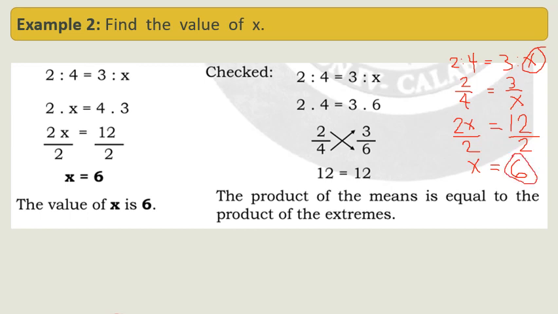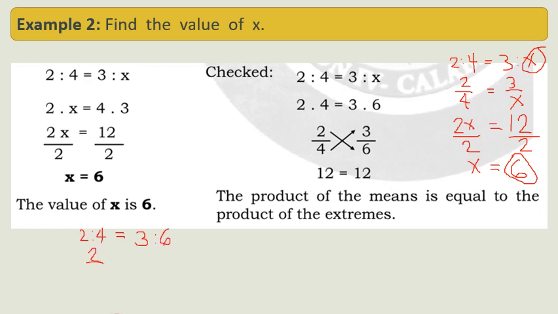So, try nga natin kung totoo nga yun. So, sulat nga ulit natin. So, 2 is to 4 as 3 is to, ano daw yung x natin? Doon sa sagot natin kanina, 6. Tingnan natin kung tama talaga siya.